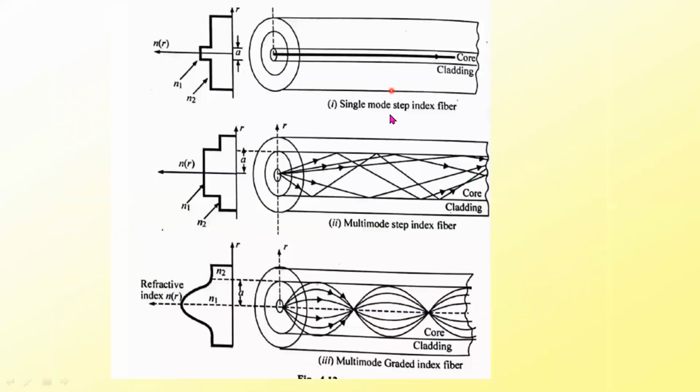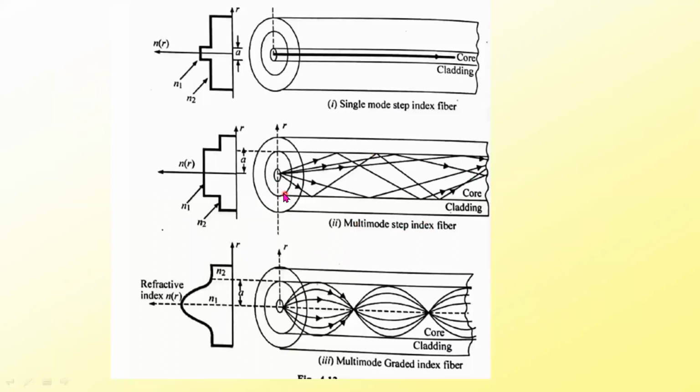So this figure indicates a single mode step index fiber. So this is a core. The core has a uniform, constant refractive index. Then it abruptly changes at these interfaces, right? So N2 is less than N1. So this is in the case of single mode step index.